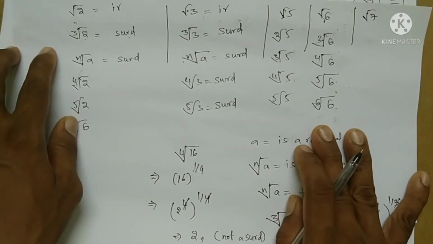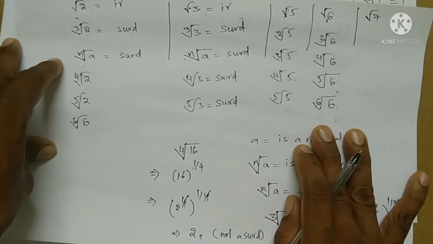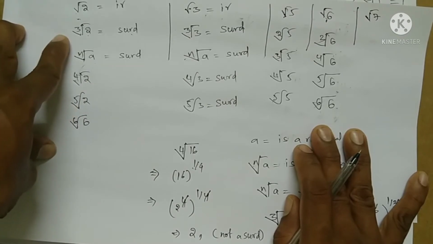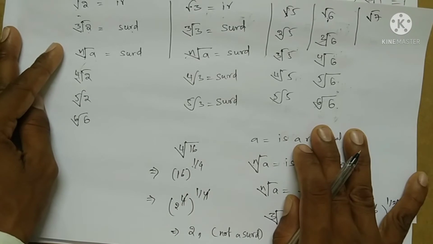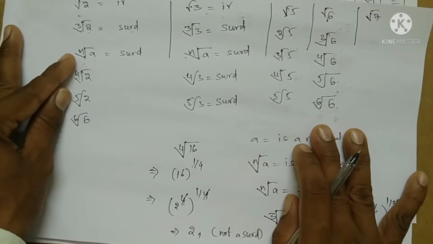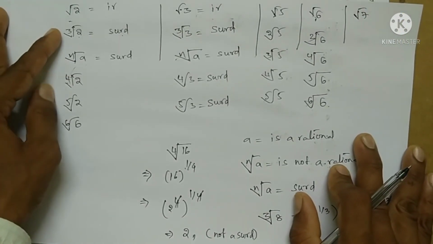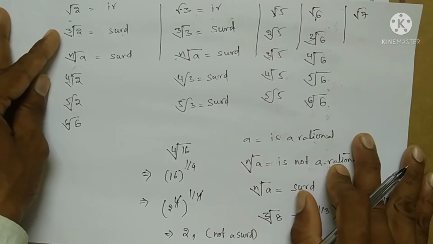Here the third root of 2, fourth root of 2, fifth root of 2, sixth root of 2 are numbers of the form nth root of a. The decimal forms of these numbers are also neither terminating nor repeating. They are all in the form of nth root of a. So if the nth root of a is not rational, these types of numbers are called surds.